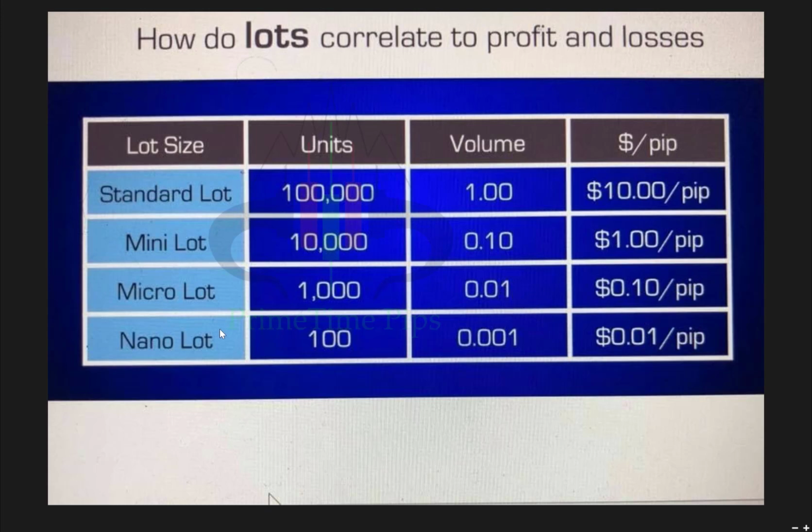And I don't even believe there are any brokers that still do nano lots. There may be some. I don't know every broker, so there may be some that offer this. But to me, there's no point in trading this at all. But this is a nano lot. This is 100 units, and the volume is 0.001, and that's 1 cent per pip. Like I said, nobody really does nano lots. That could really be taken out of every broker because there's no money in that.